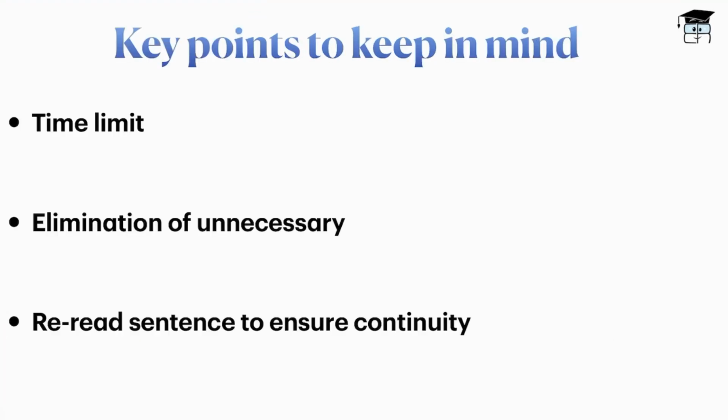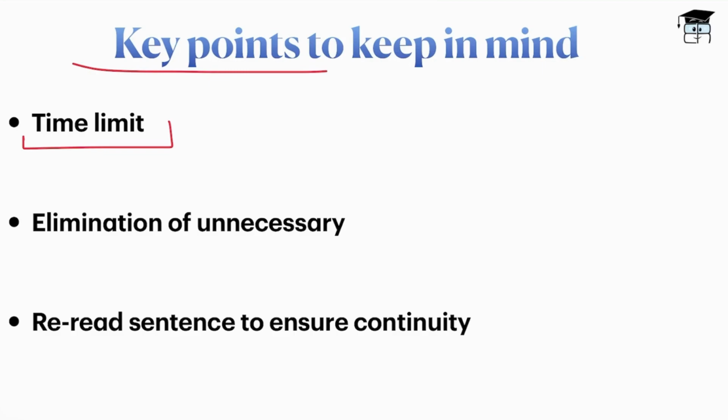Before we move further, there are some major key points that you need to keep in mind when you're solving parajumbles. The first one is keeping an eye on the clock. That means keeping in mind that you have a particular time limit and you cannot exceed that. You have to solve every single question in the parajumble category in a particular time frame. When you see that you're exceeding the time limit, skip the question and move on to the next one.